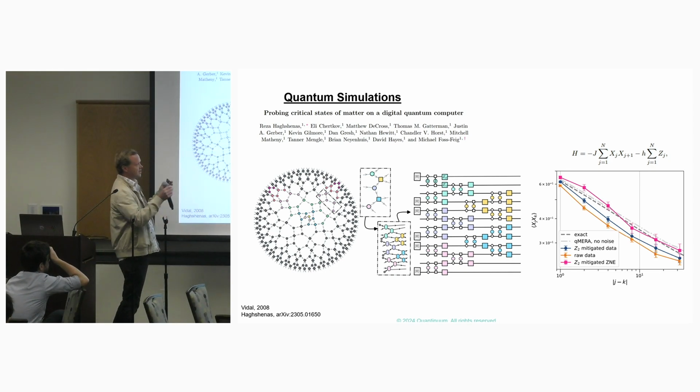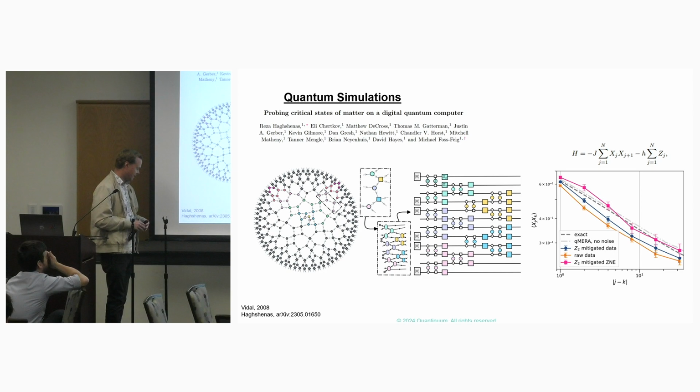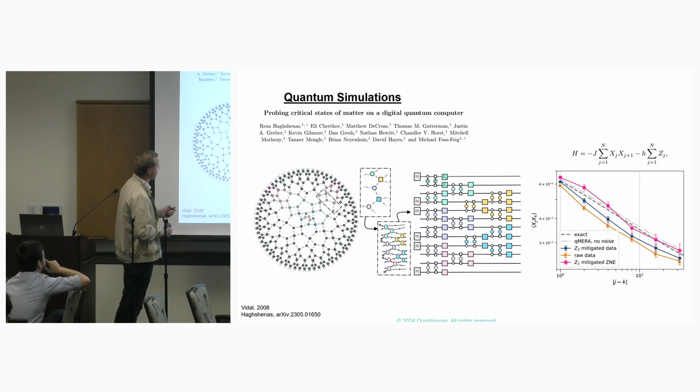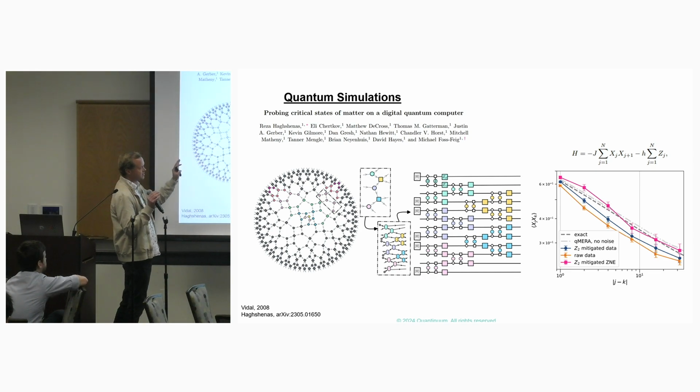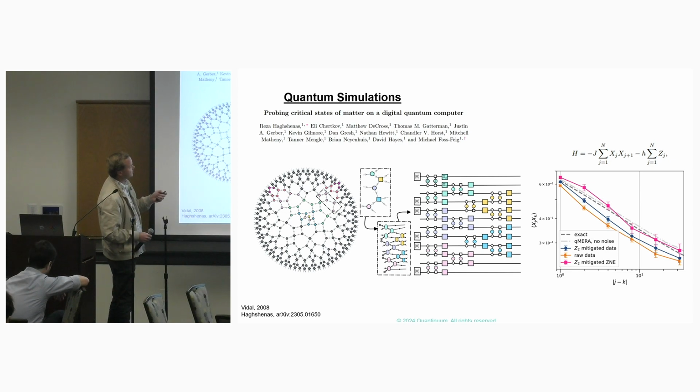So MERA stands for, what is it? Multi-scale entanglement renormalization ansatz, and it's designed to capture correlations between particles over an extended set of qubits. So you're just as entangled with your nearest neighbor as you are with a qubit across the room. You can build this tensor network, and that's what this is.